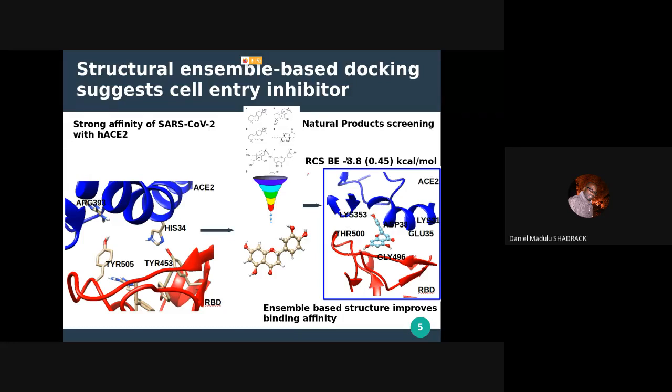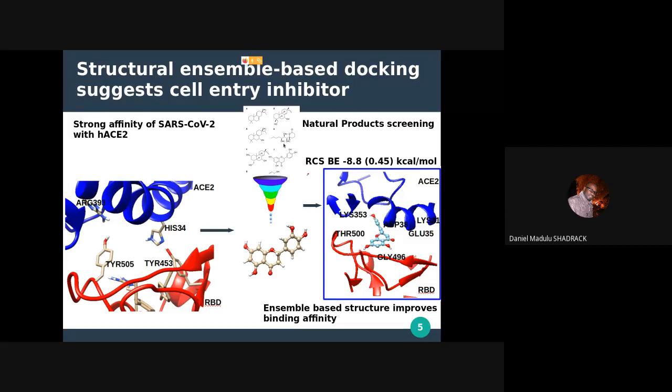Up here in green, this is the angiotensin converting enzyme 2 from human, and this is the spike of the coronavirus, and this labels the residues that the virus uses to attach with very high affinity, and when it attaches, it can get into the human cell. So we screened some of the natural products from the plant I showed before.